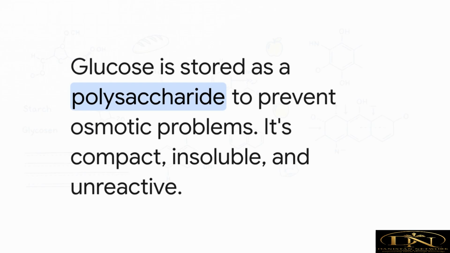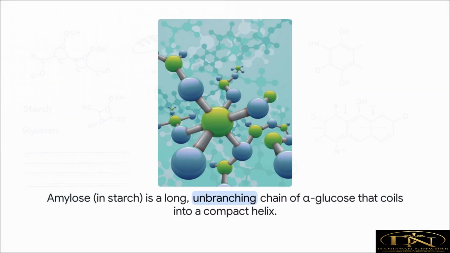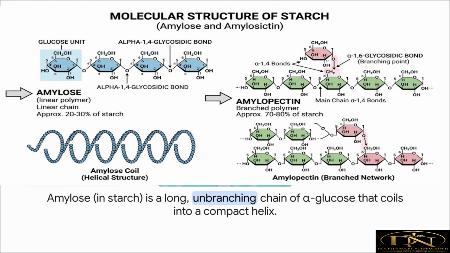It's brilliant, really. In plants, their energy storage molecule is starch, and starch has two parts. The first one is called amylose. It's just a long, straight chain of alpha glucose units all linked together. And because of the way they're linked, the whole chain naturally coils up into a tight helix. It's a super efficient way to pack it all in.